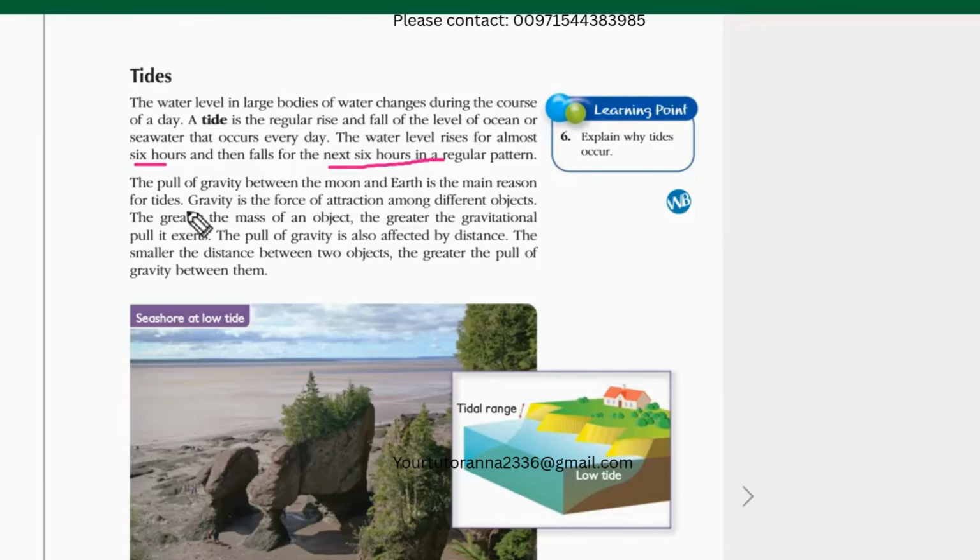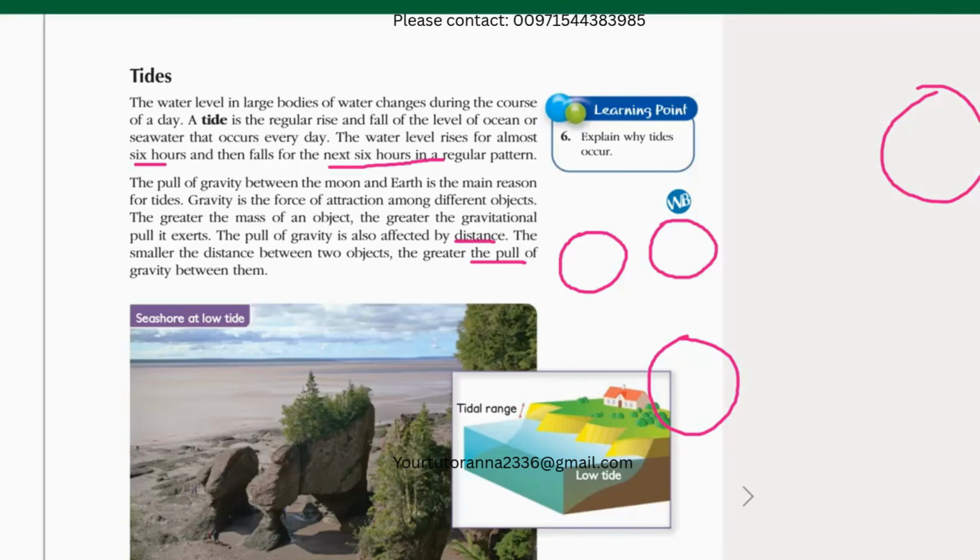Okay, so keep these two things in mind to understand tides. The pull of gravity is affected by distance, like I explained: the smaller the distance, the greater the pull. For example, if you have two objects that are closer together, the gravity pull will be stronger than for an object which is far away. Okay?